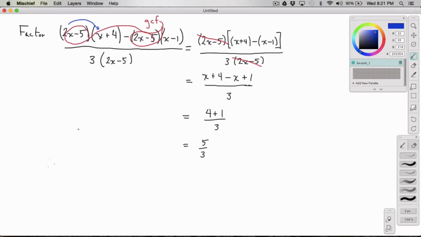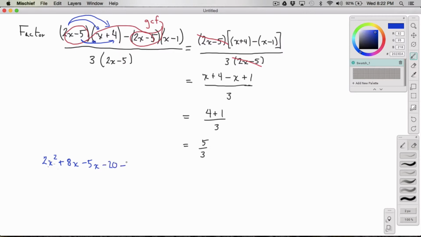Now what I can do is distribute the 2x to the x. That's going to give me a 2x squared. Then I'm going to multiply the 2x by the 4, so that's going to be plus 8x. And I keep going. Now I'm going to distribute the negative 5 to the x. That's going to be minus 5x. And here I have a minus 5 times a positive 4 for a minus 20.